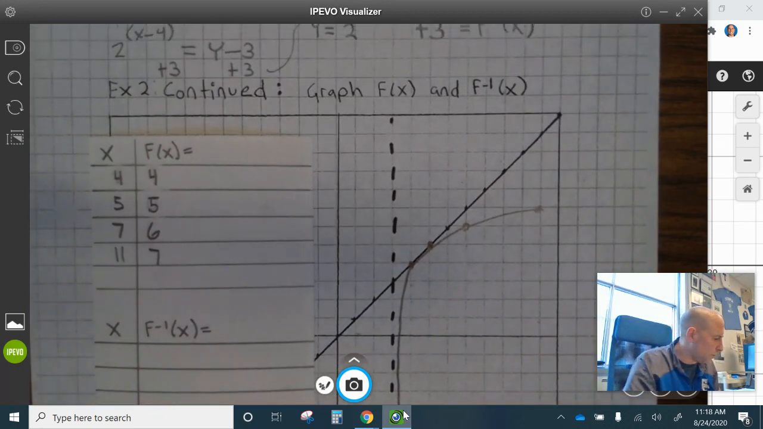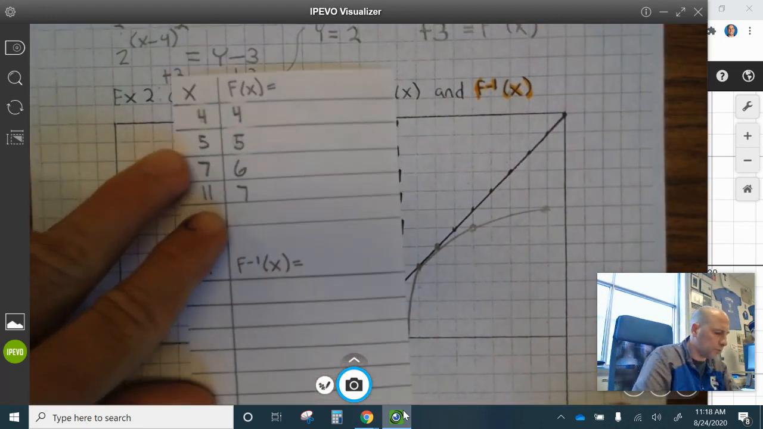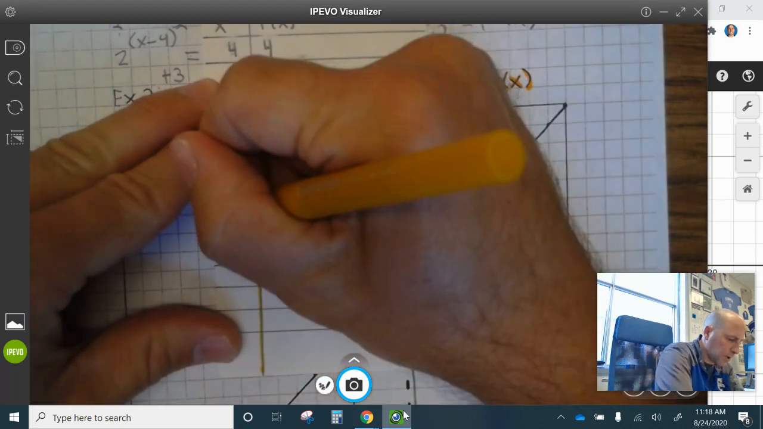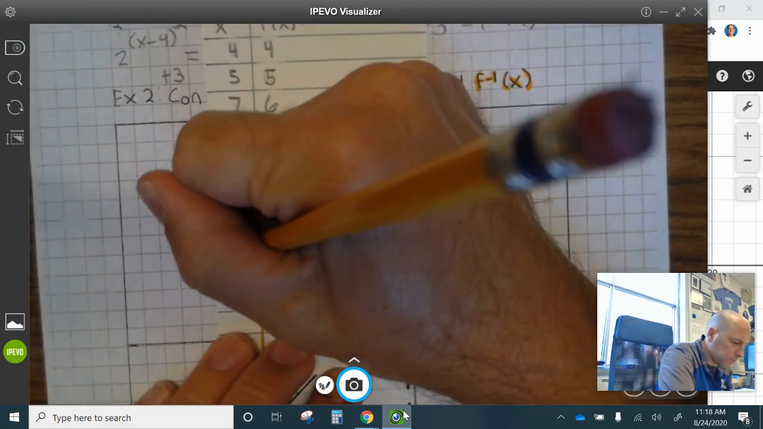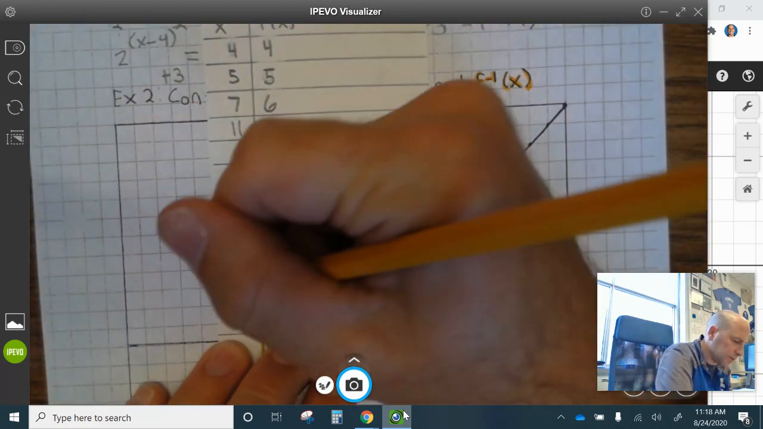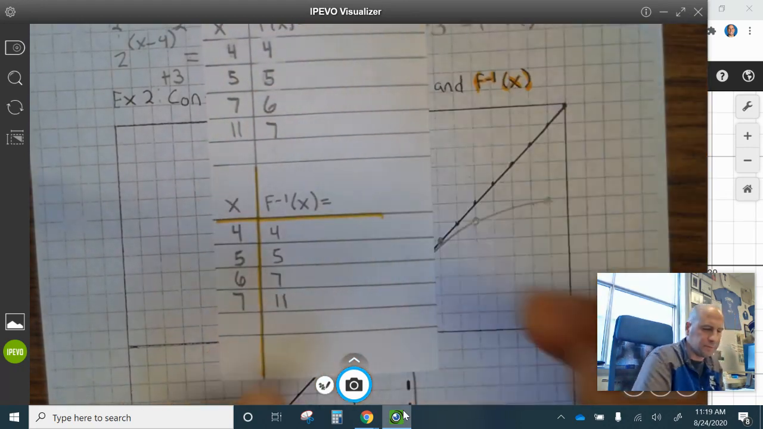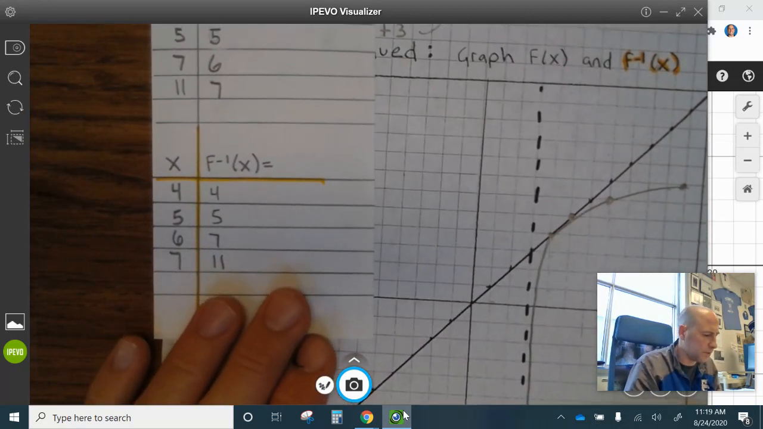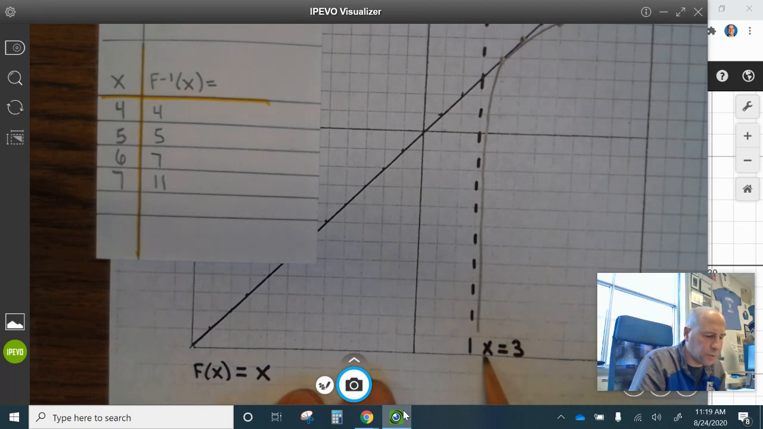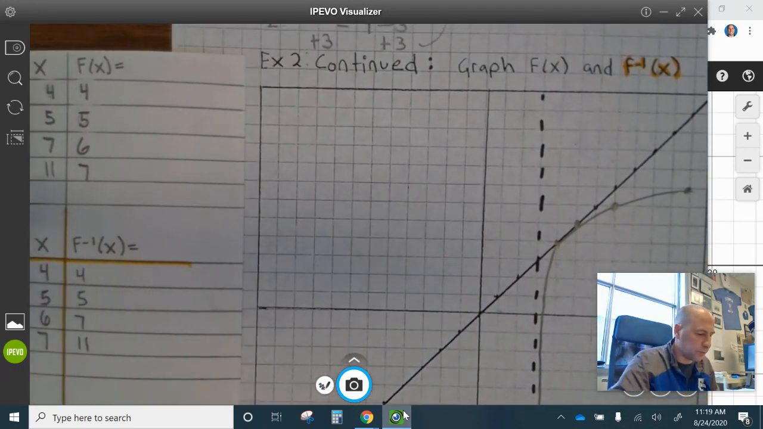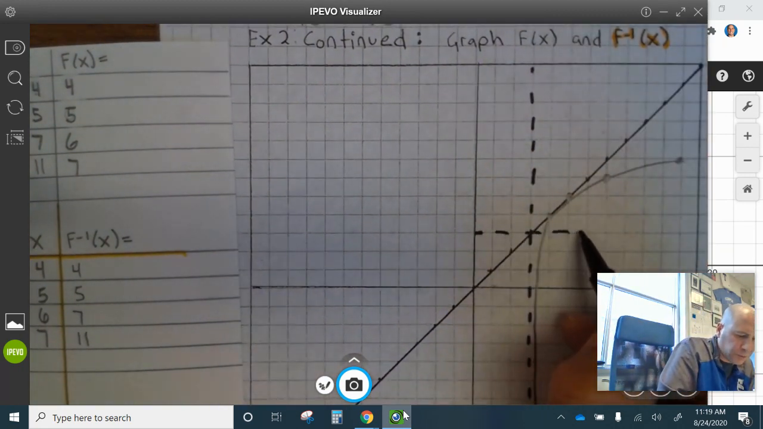Okay? Now for the inverse, real simple. Okay? We just switch the x and y's. Or x and f of x's. So then that's 4, 5, 6, 7. And then that's 4, 5, 7, 11. Okay, so let's graph those points. Okay, but before we do that, remember, inverse is the asymptote of this was x equals 3. The inverse will be the opposite at y equals 3. So let's go ahead and graph our asymptote first. So then that's 1, 2, 3. So we have an asymptote at y equals 3.